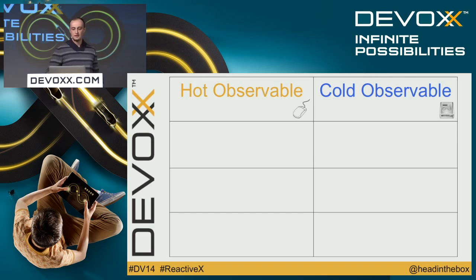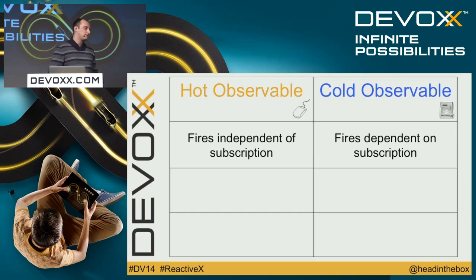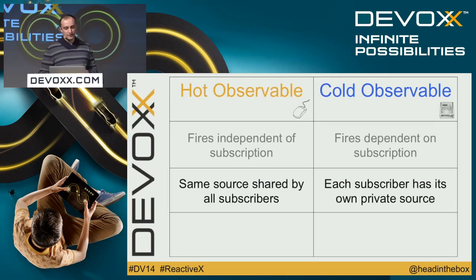So if we think about it, a hot observable really fires events independent of whether or not something is subscribed to it. Whereas a cold observable really waits until something is subscribed and then it starts firing events, right? So for hot, think a mouse, and for cold, think something like an array or cold storage, a database, maybe a hard disk, whatever. Now, in hot observables, basically the same source of events is shared by all the subscribers.